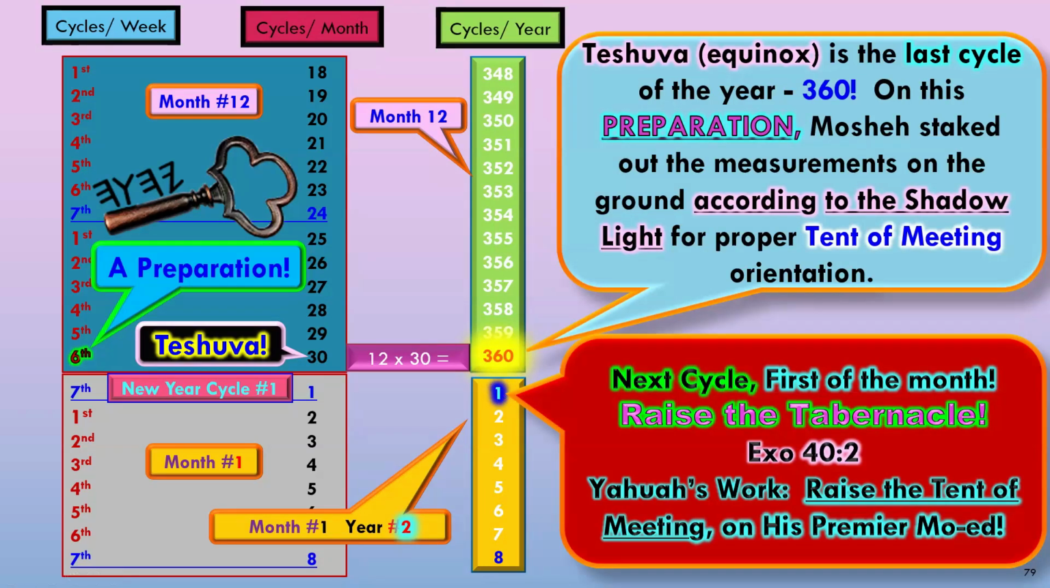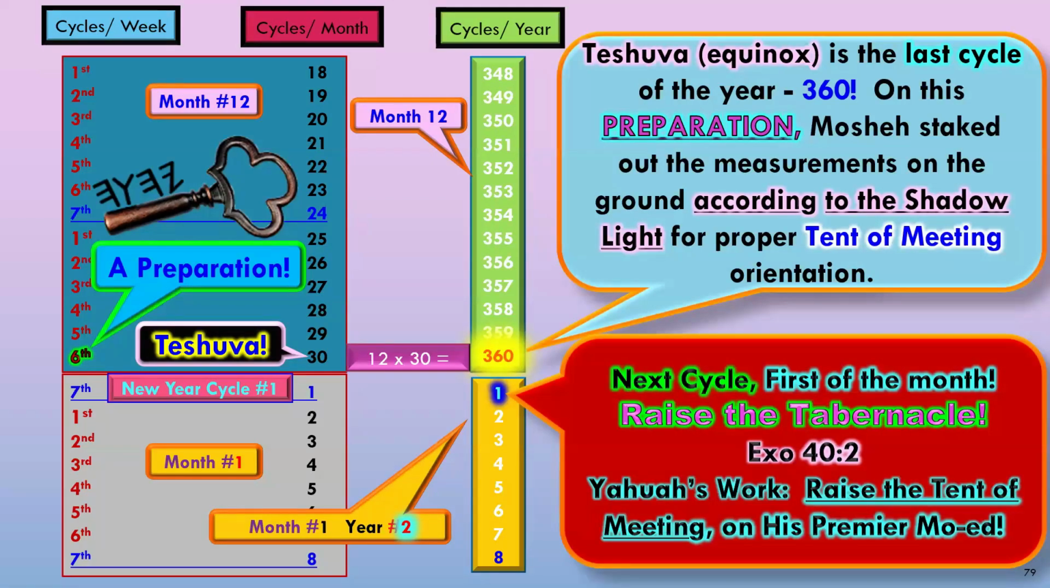This is the first cycle of the month. The command, Moshe, raise the tabernacle. Exodus 40, verse 2. Yahuwah's work, raise the tabernacle meeting on his premier moed. I was shocked when I first saw this. I understood there's no way you work on the Sabbath day, on the Shabbat.